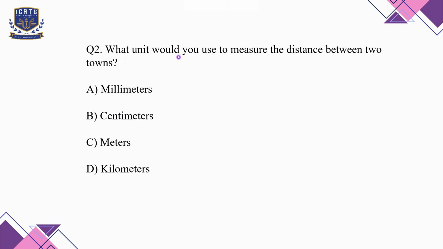Question number 2. What unit would you use to measure the distance between two towns? Option A, millimeters. Millimeters are used to measure the length of small objects like a tablet or a paperclip. Option B, centimeters. Centimeters are used to measure the length of a tablespoon or a matchbox.